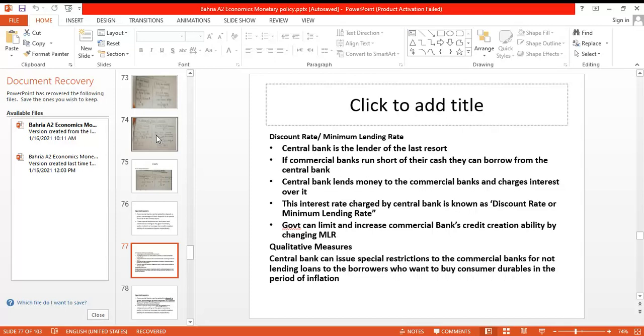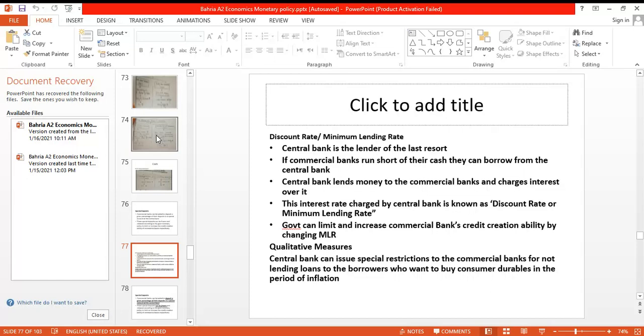Please keep in mind that the commercial banks, when they need cash, will borrow from one another. Okay, they will borrow from one another. This is called the interbank market. The interbank market, and the rate at which they borrow, the interest rate at which they borrow, is called the interbank borrowing rate. So that happens.